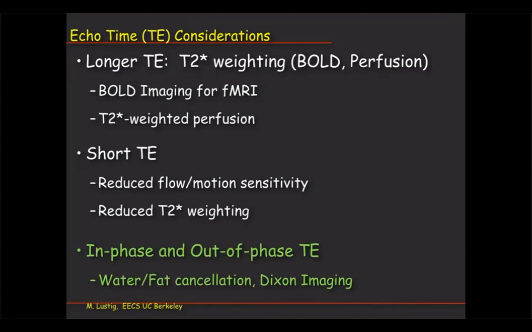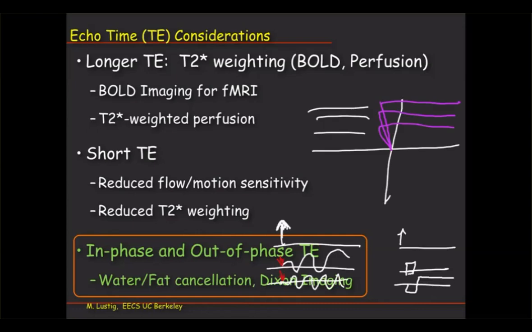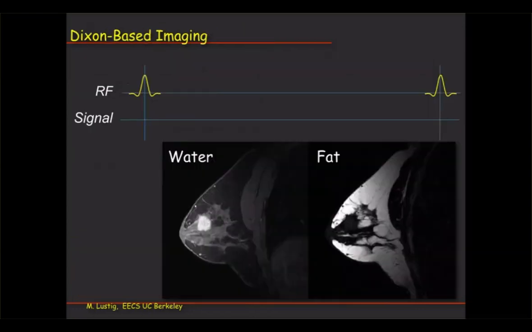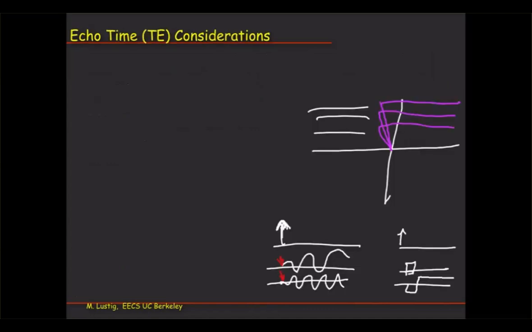Dixon imaging is an algorithm that uses those images, in phase and out of phase, in order to separate the fat and water, to separate the images into a purely fat image and a purely water image. So here's how it works. After you apply an RF, okay, like this, hold on, yeah.